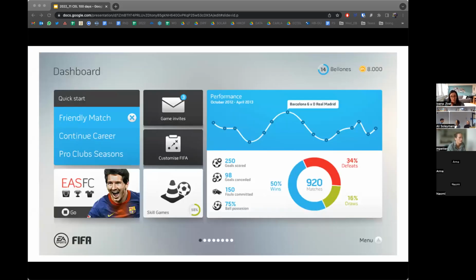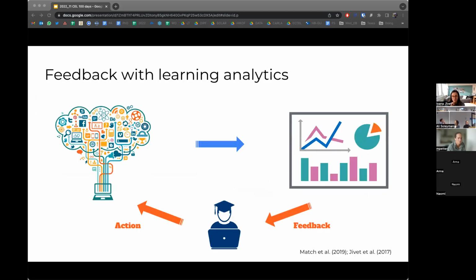We also see dashboards in games, also keeping track of your victories or success when playing. So in a similar fashion, dashboards are supposed to act as feedback tools for learners. And with this information at hand, students are supposed to take action and make decisions about their learning.